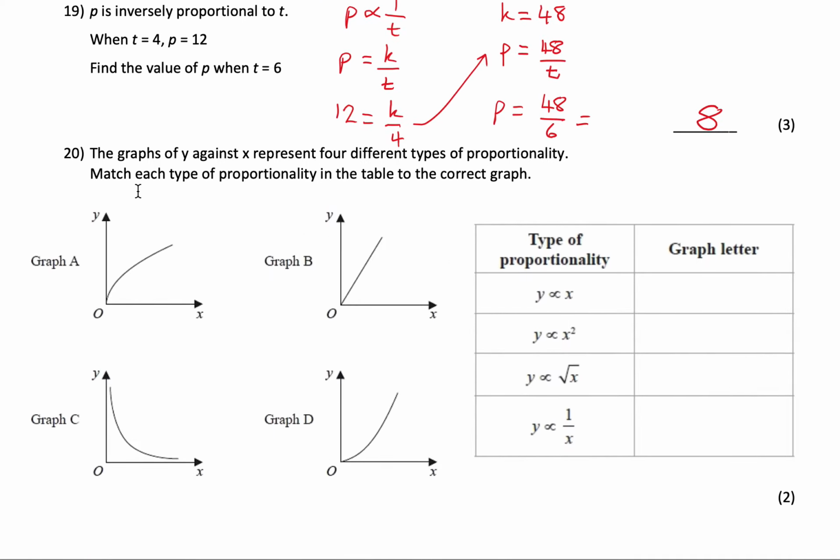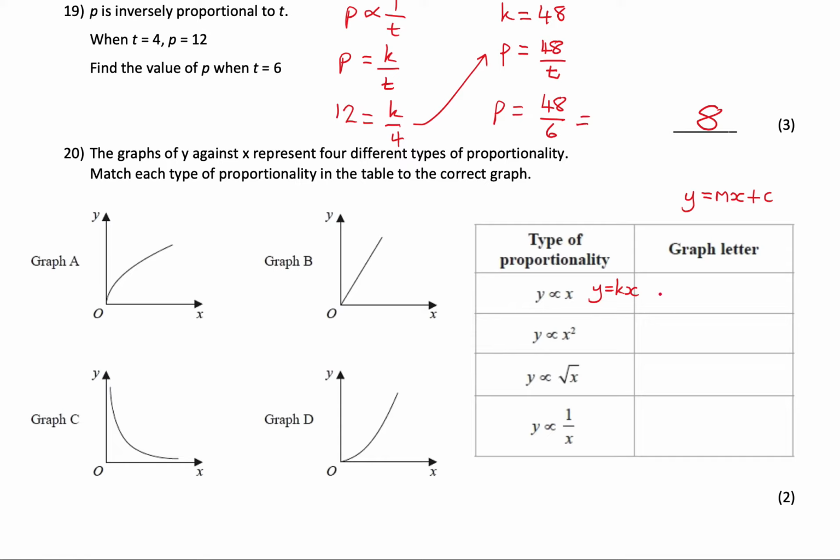And finally, match the graphs of y against x represent 4 different types of proportionality. Match each type of proportionality in the table to the correct graph. Okay, well, if y is directly proportional to x, that would mean that we could write an equation that looks like this: y equals something times x. And thinking back to when we plotted graphs, linear graphs will look like this: y equals something x plus something else. Okay, and that's very similar to what we've got here.